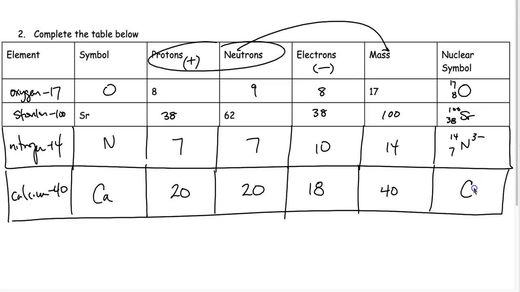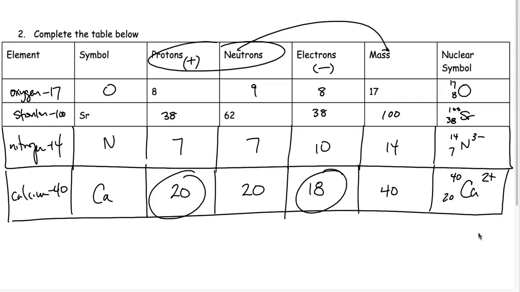When I go to do the symbol Ca, 40 goes up here as the mass, 20 is the atomic number. Notice I have 20 protons and I have 18 electrons. I have 2 more protons than electrons, 2 plus. So the main thing I want you to be aware of, if you're going to be doing an ion, is that it has to be very specific.